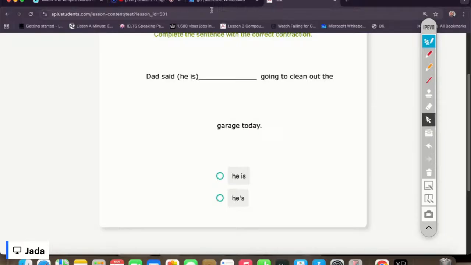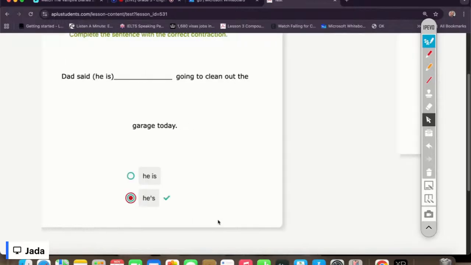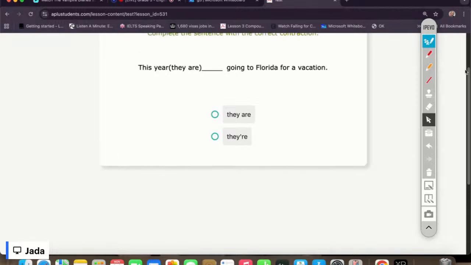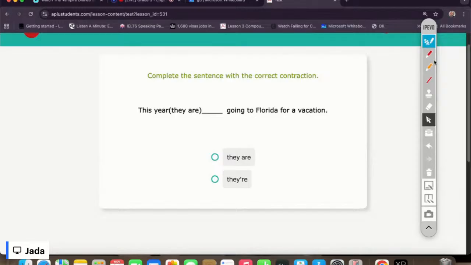All right, so we have option two. I can't help you right now. My dad said he's going to work today. Good sentence, Rebecca. He's so mean to me, but now he is not. Good job. Perfect sentences, everybody. That's so great. Okay, so we have, this year they are going to Florida for vacation. Is it the first or the second?